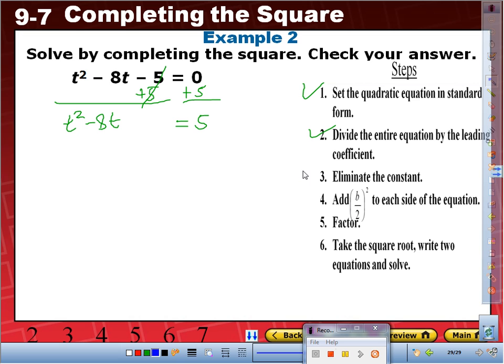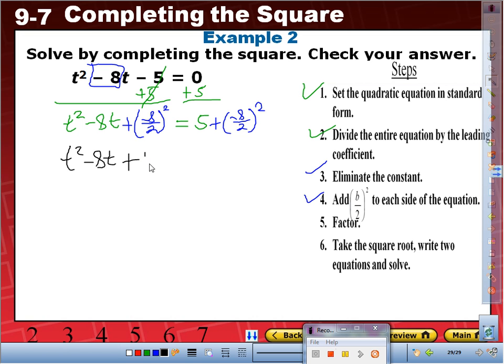Step 4, add b over 2 squared to each side. So what is b here? Negative 8. So we're going to add negative 8 over 2 squared to each side. Let's simplify that. We write t squared minus 8t. What is negative 8 divided by 2? Negative 4 squared, that's positive 16, equals 5 plus 16. We'll simplify it on the next step right there.